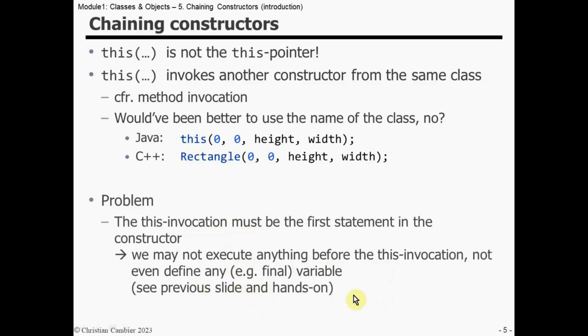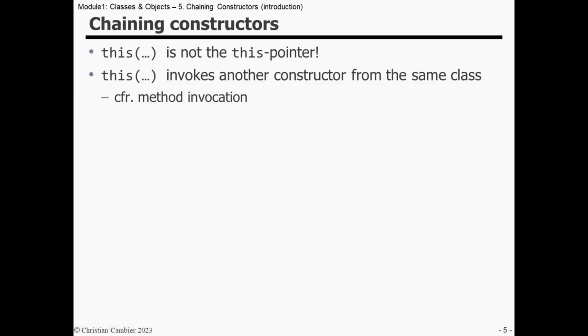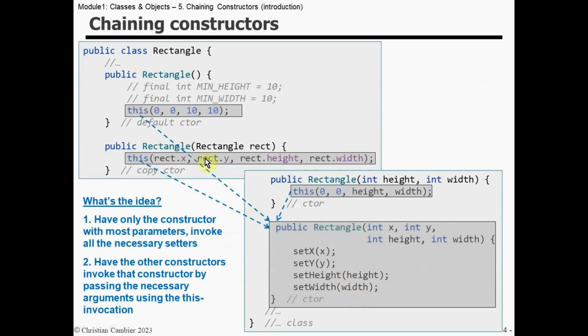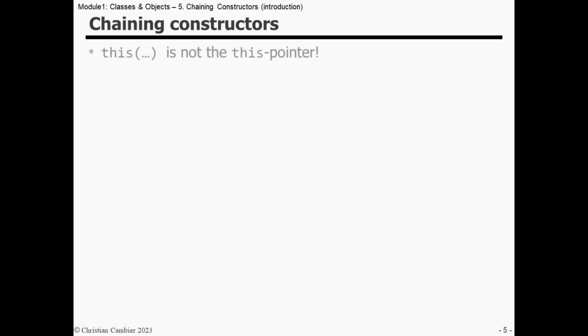But see previous slide, allow me to go back for a sec. What do I mean by that? Well, maybe you noticed that in the default constructor, in the previous version, I defined a few constants, a few final variables, and I use those values in order to pass them to the setters, set height and set width. I'm not going to use setters anymore, but I would still like to use these constants. Well, I can't do this. Why? I'll explain that in the hands-on video.